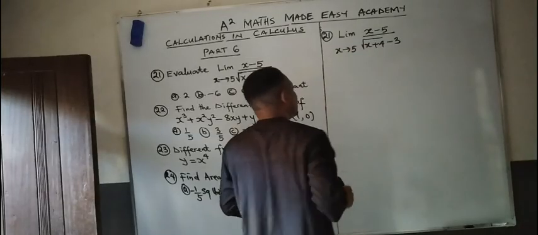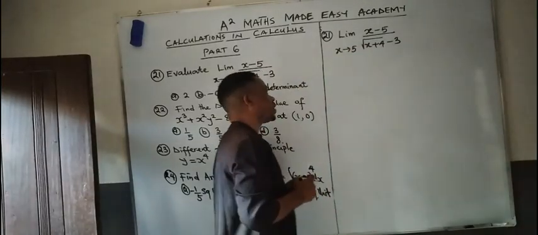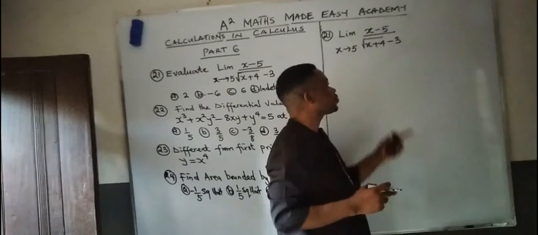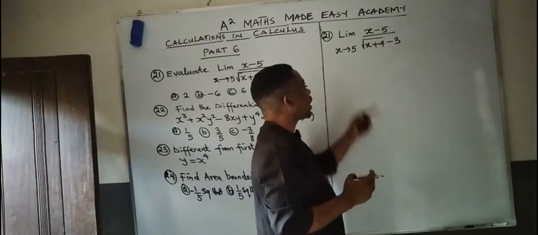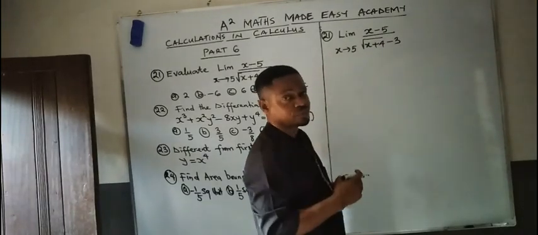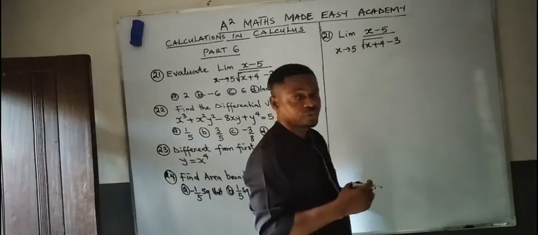as x approaches 5. Now, I'm going to solve this particular question in two ways. The first one is using the normal method, and the second one is using the shortcut method, because it's an objective question.